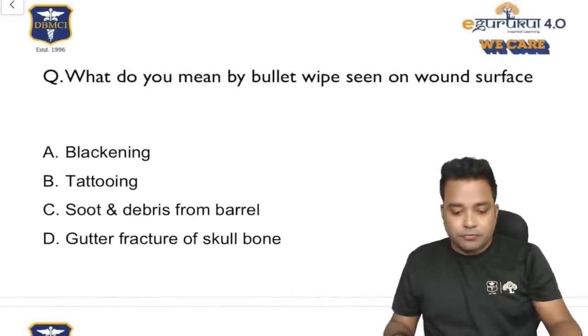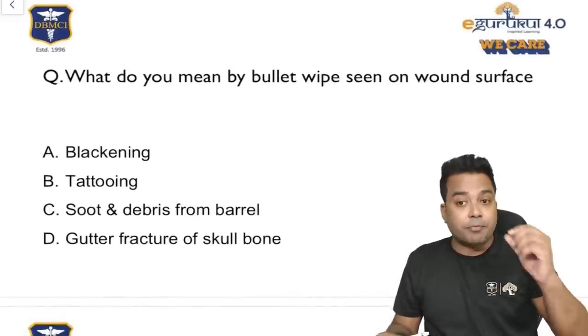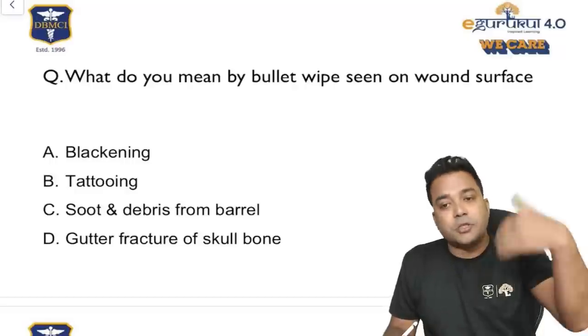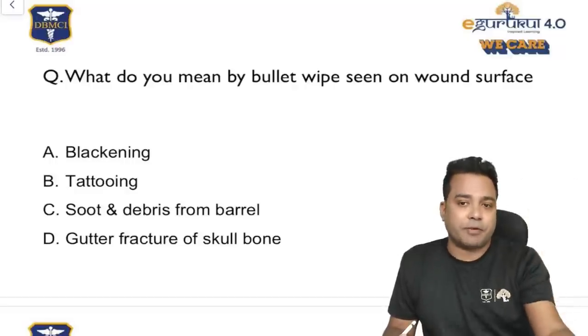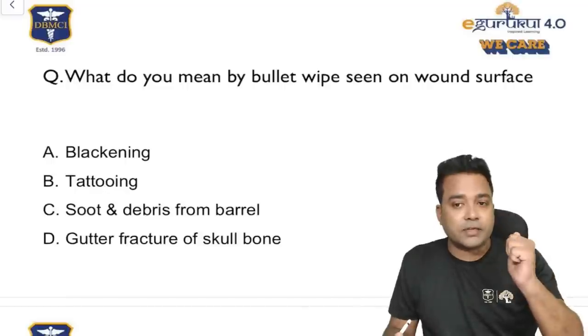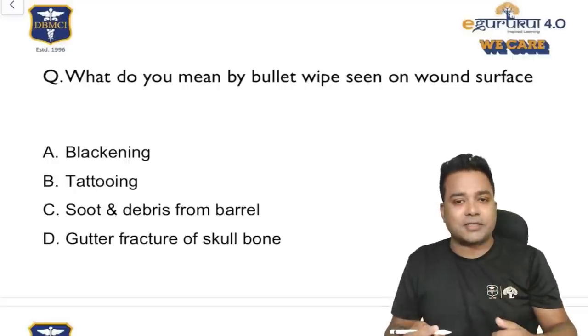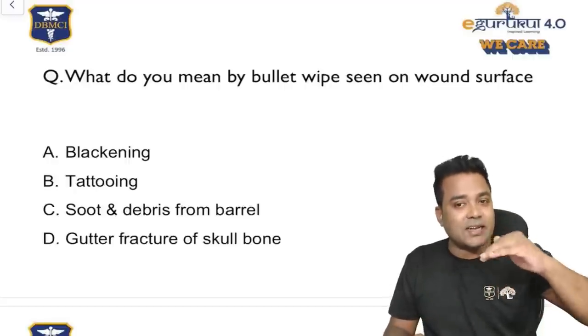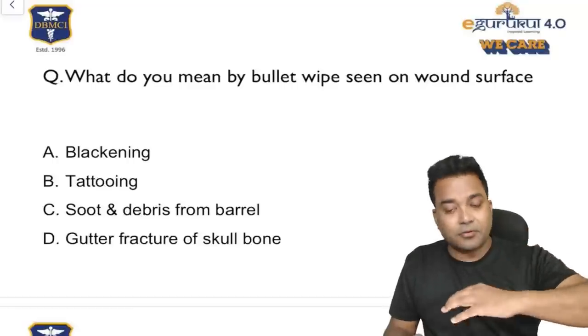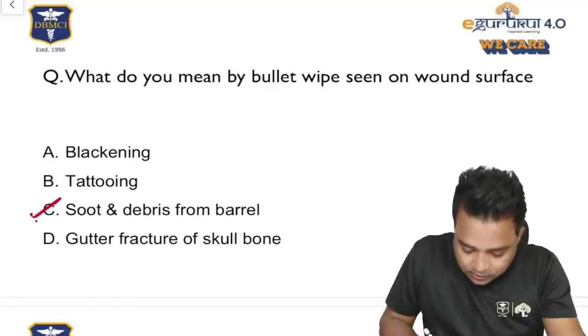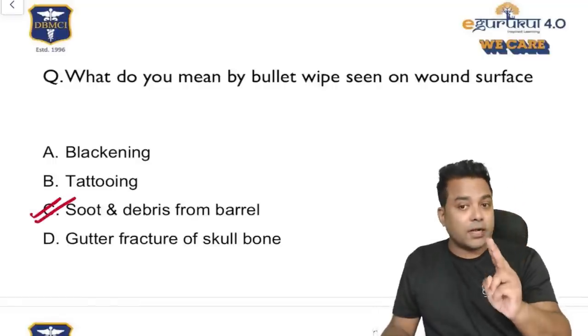This was one of the questions. What do you mean by bullet wipe seen on the wound surface when the person was brought for autopsy or in casualty? Go on answering the questions, but take less time so that the discussion part is covered more. So here the correct answer goes with option C, soot and debris from the barrel.